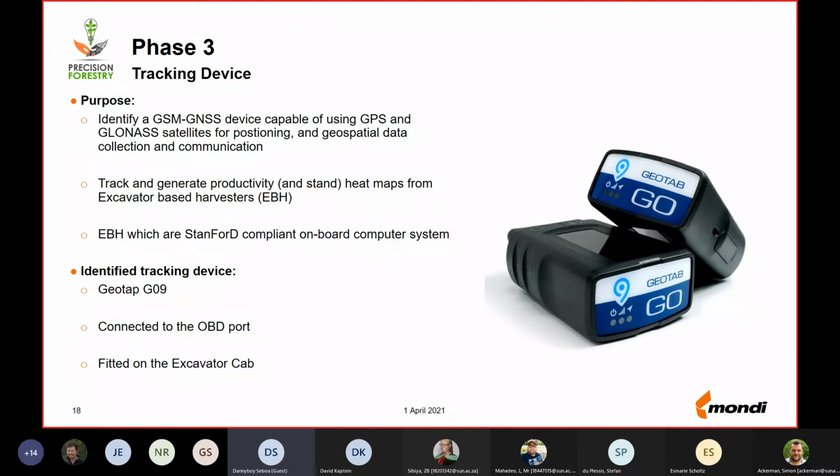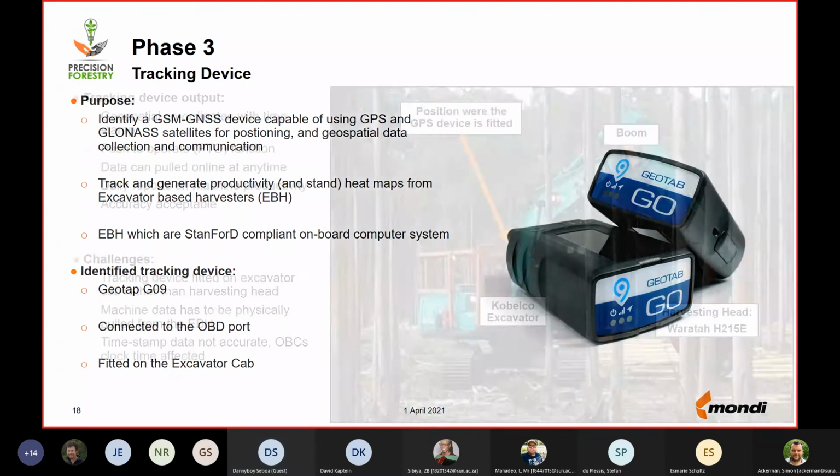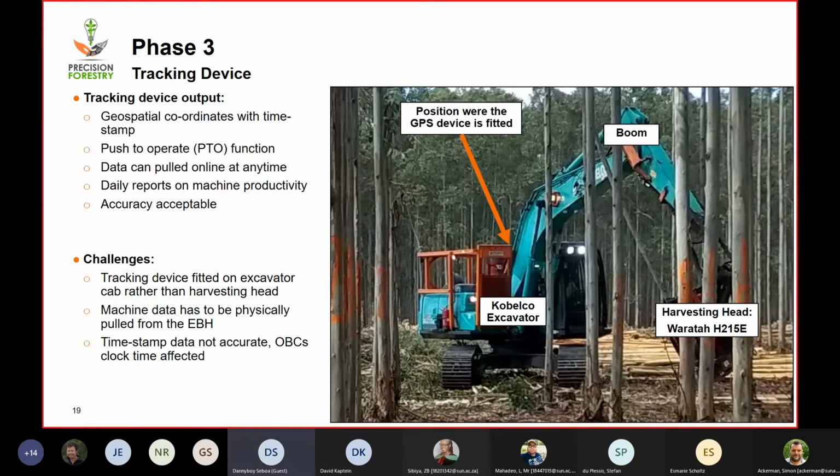Geo9. This was connected on the OBD port of the harvesting head, which was fitted into the excavator cab. If you look at the image on the right, you're looking at a Kobelco excavator with a Waratah H215E harvesting head, and the arrow is pointing at the position where the GPS device is fitted. The excavator has a boom length of about 9 meters with an effective reach of 7.5 meters on average.